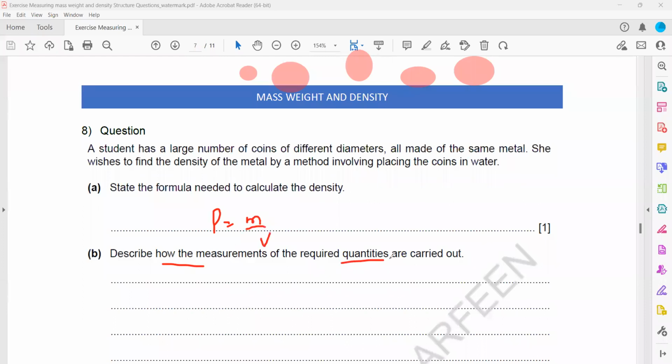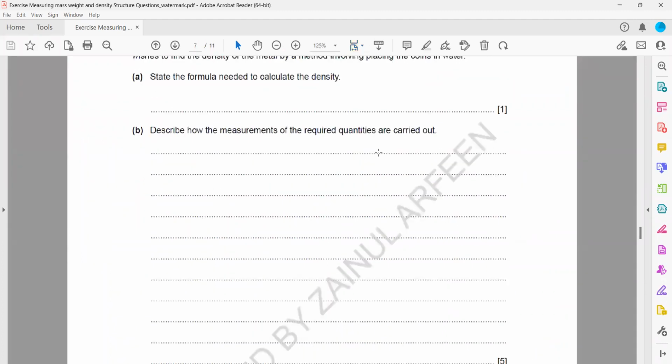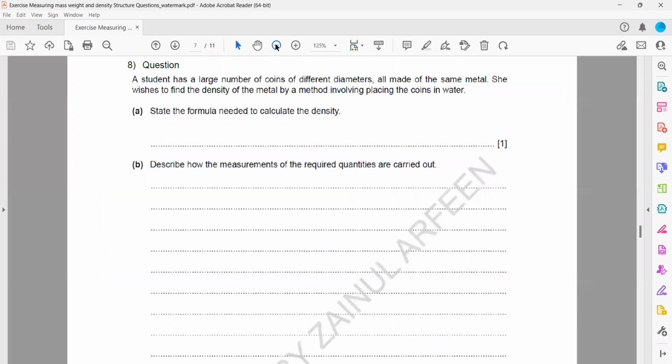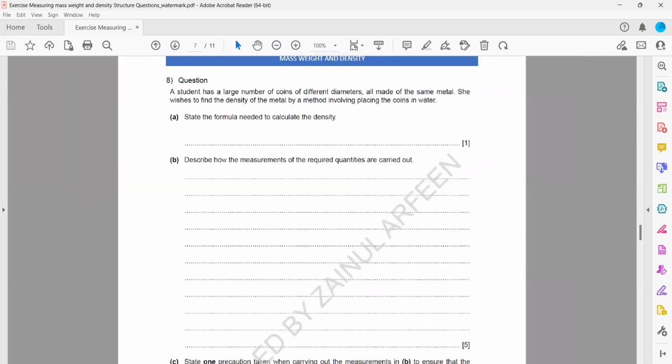How the measurement of required quantities are carried out, like how she will perform this. It is a 5-mark question, so you have to just write a short experiment. So how can it be done? Because we'll use a displacement method, we'll take a measuring cylinder and fill it with water. So we'll record its volume.